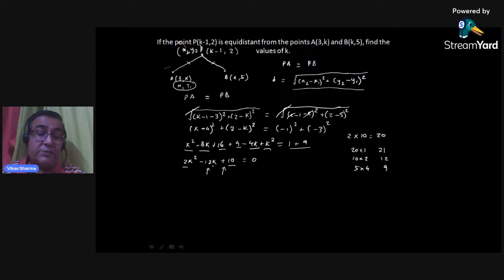Then I look at this coefficient of k that we have, that is 12, and we look for the sum as 12. So this is the set of two factors that we are going to choose, 10 and 2. Then we look at this sign. So this sign is negative, so to make it minus 12k, obviously both 10 and 2 have to be minus. So then we'll do the middle term splitting method, which is 2k square minus 10k minus 2k plus 10 is equal to 0.